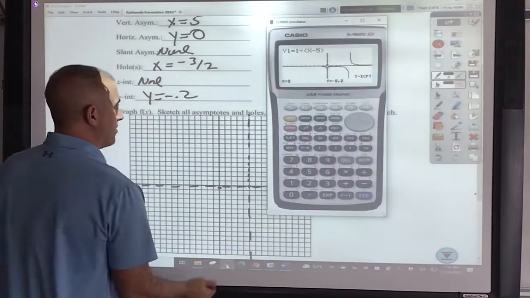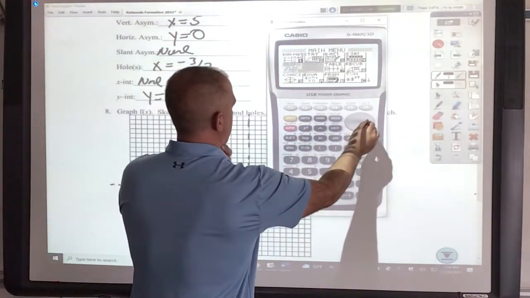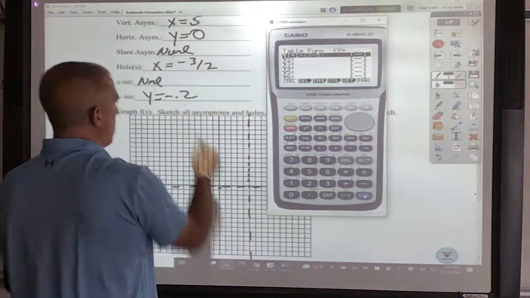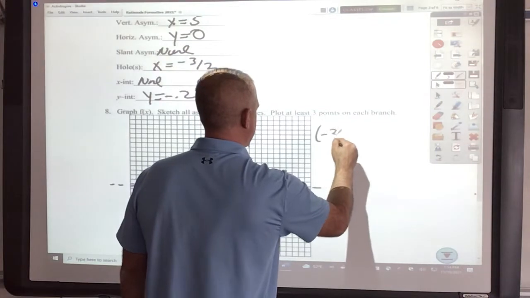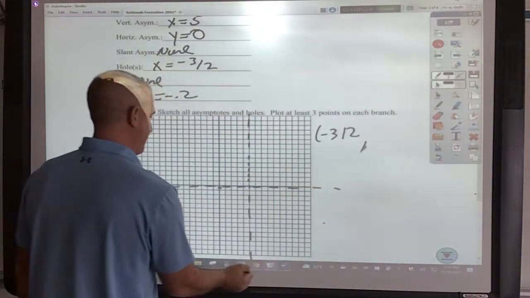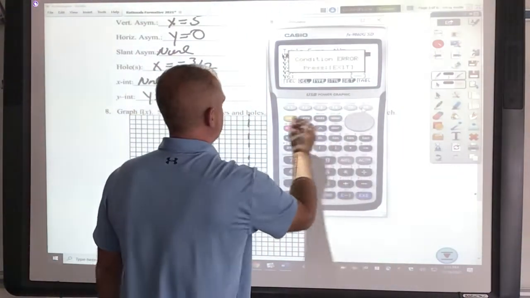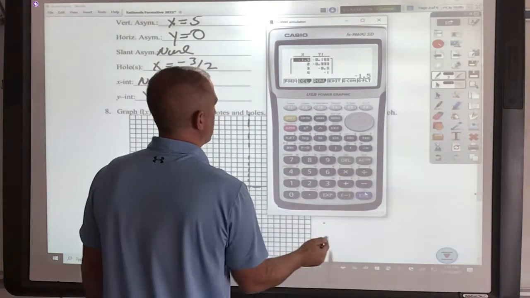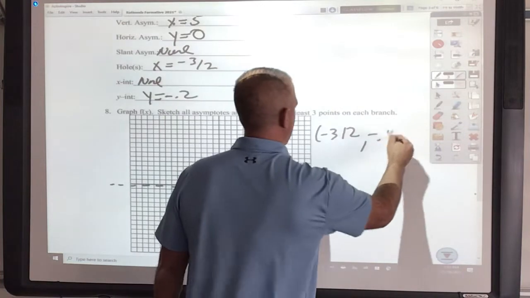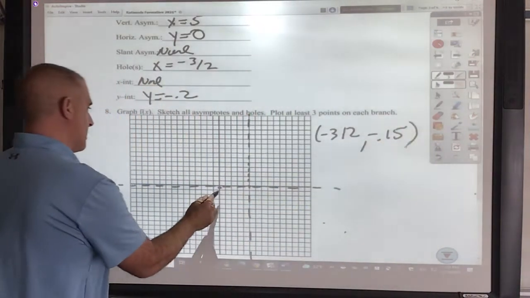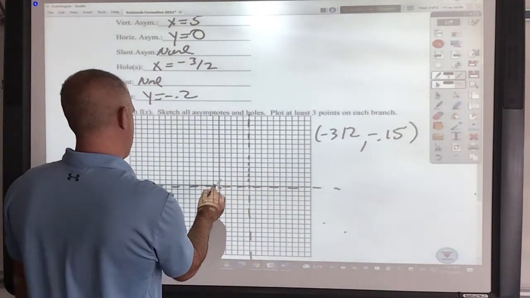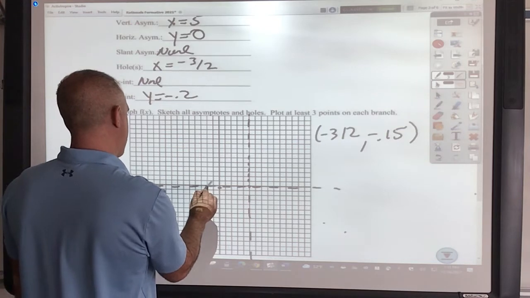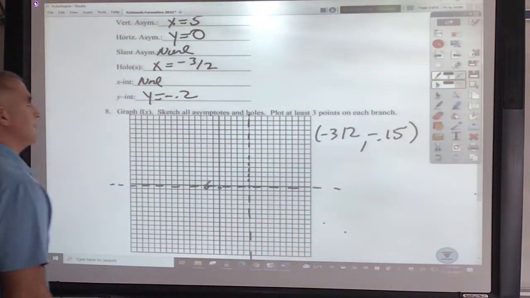All right, now when I go to the table, first thing I got to account for is that hole of -3/2. Okay, so -3 divided by 2 gives me -0.15. So that's like -1.5 over, that's 1/2 over, that's down. So something like that. Okay.